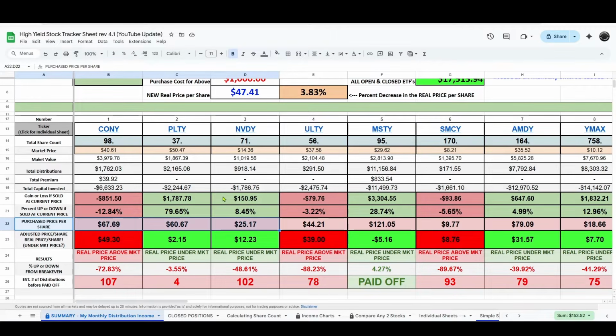Now all of this is the same as Rev 4. So what has changed for Rev 4.1?